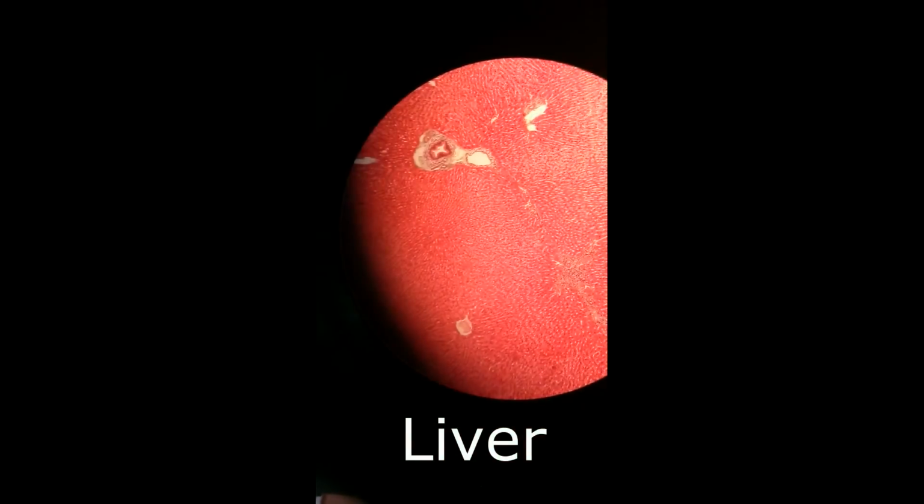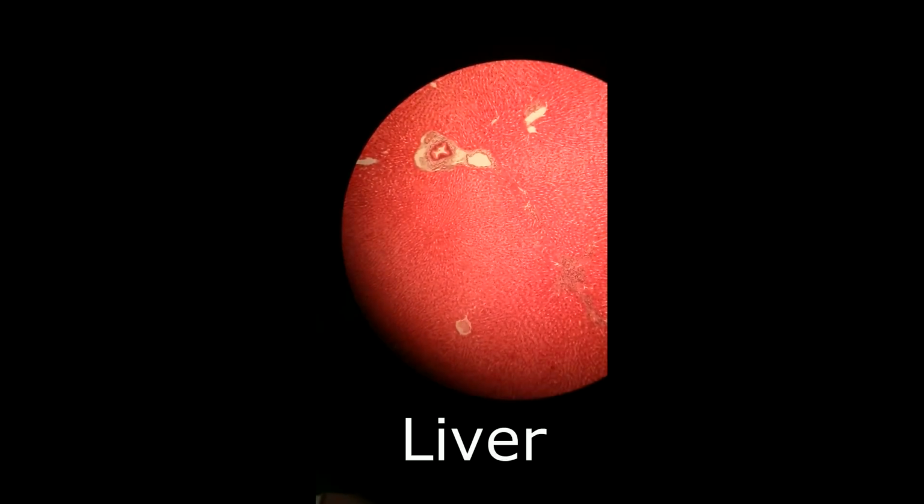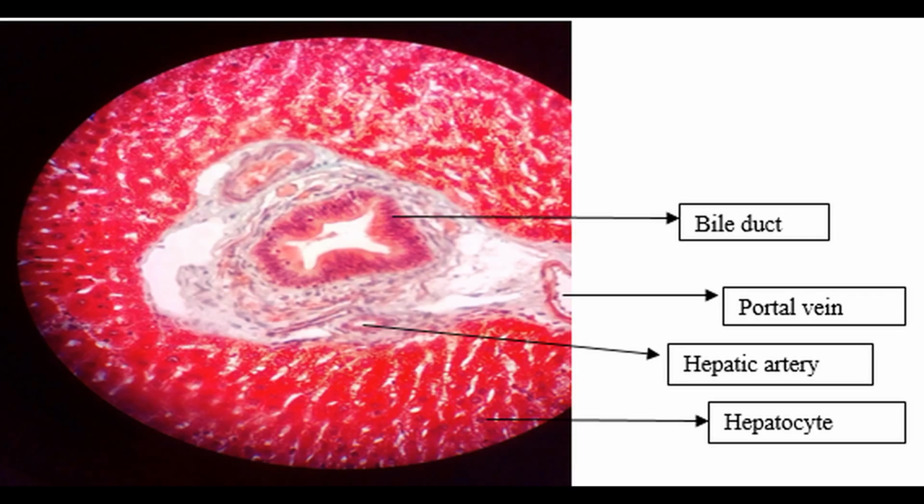Next is the liver. Liver is a large meaty organ that is located on the right side of the belly. The functions of the liver are to filter the blood coming from the digestive tract, and it also detoxifies chemicals and metabolizes drugs. Furthermore, the liver also makes protein for blood clotting.